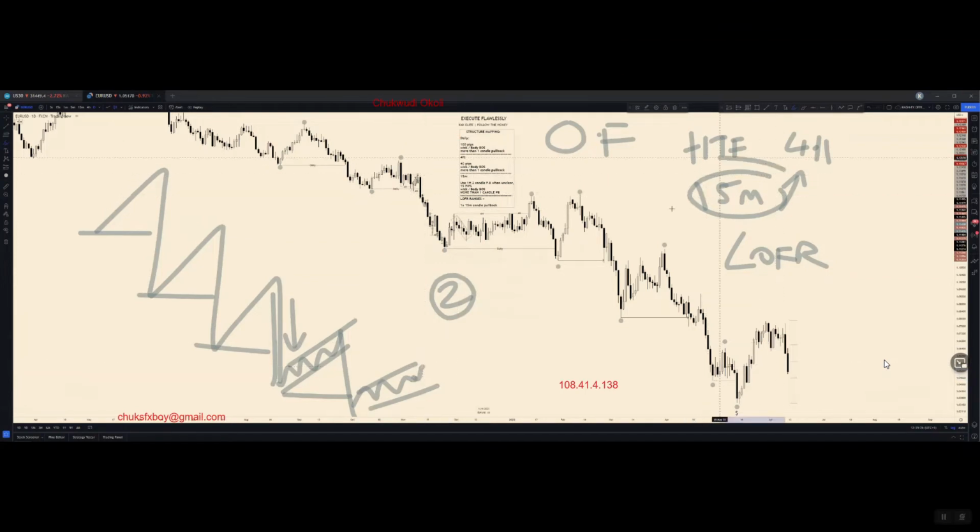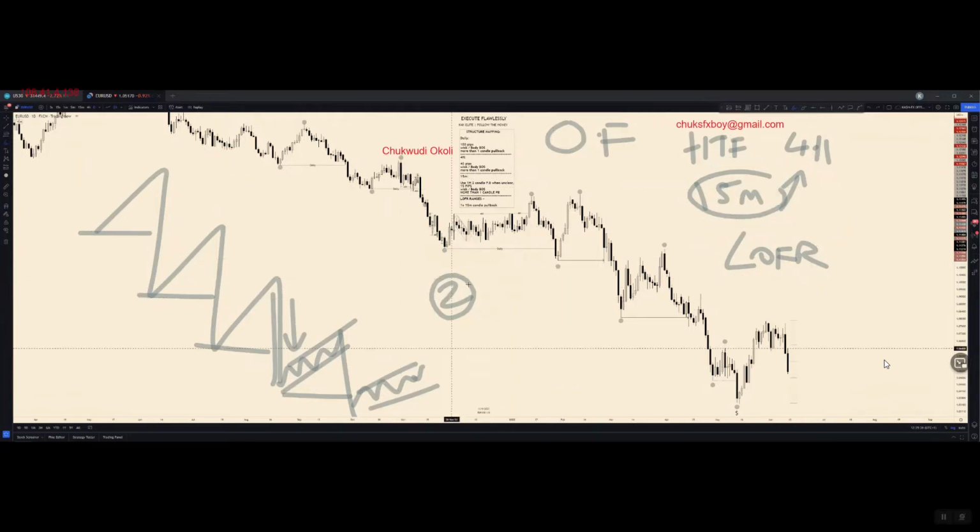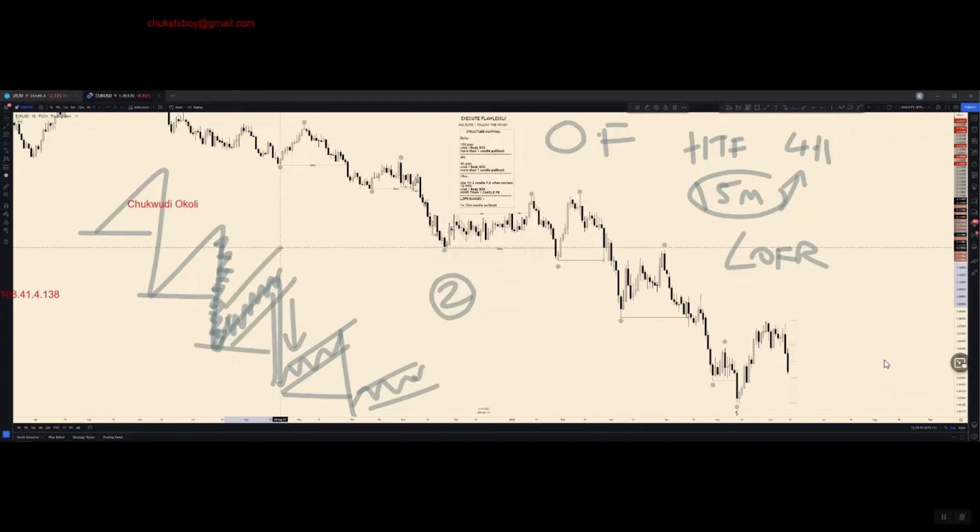Using the 15-minute order flow, the LOFRs, the low time frame order flow ranges, helps me catch either of these two phases, the impulse phase or the correction phase. I use the 15-minute order flow to continue selling, bearish, all the way down until we get an order flow shift, and now we can look for buys as a little pullback, knowing that this is a pullback.